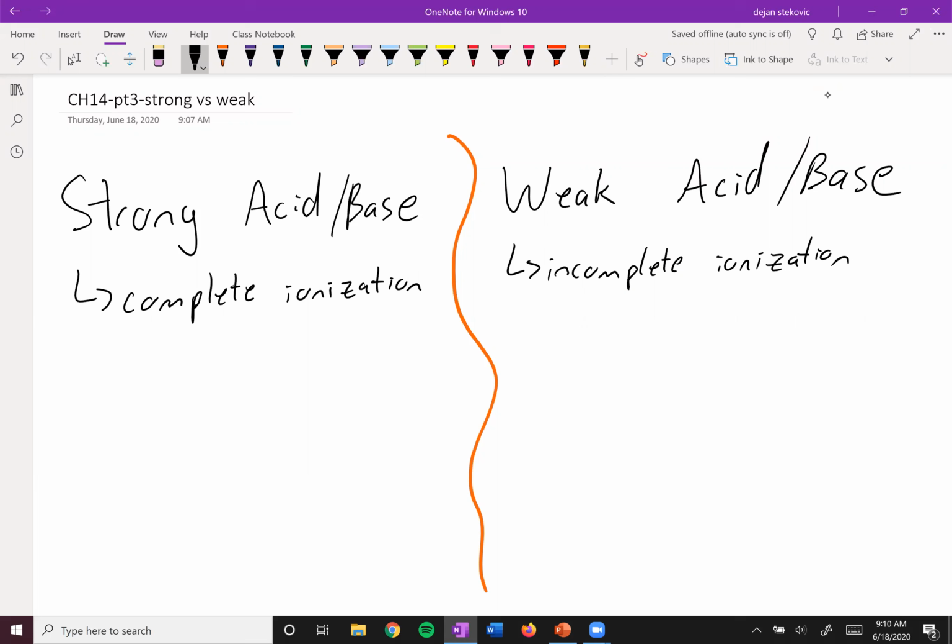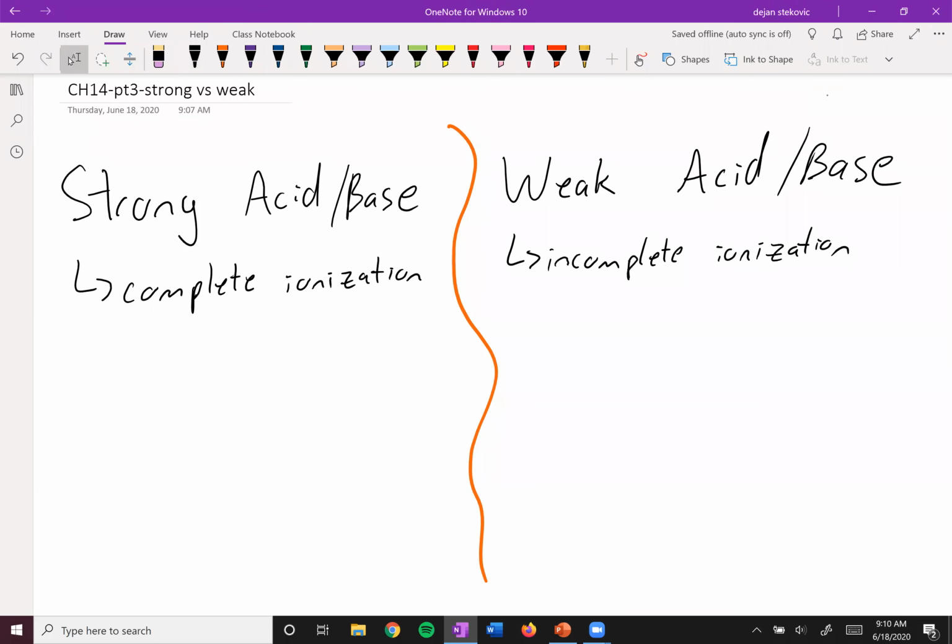And in terms of weak acids and bases, you can have varying levels of weakness. Some weak acids can be stronger than others and so on and so forth, depending on their level of ionization.